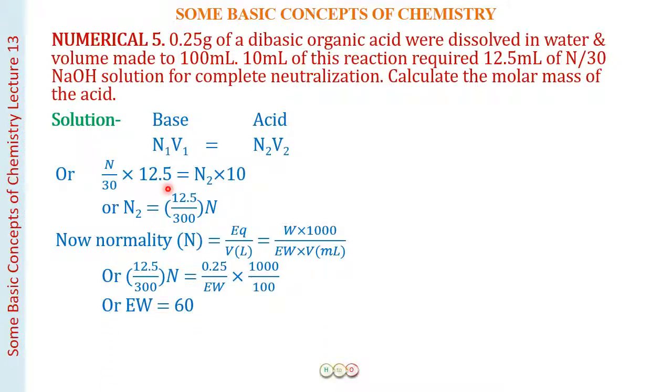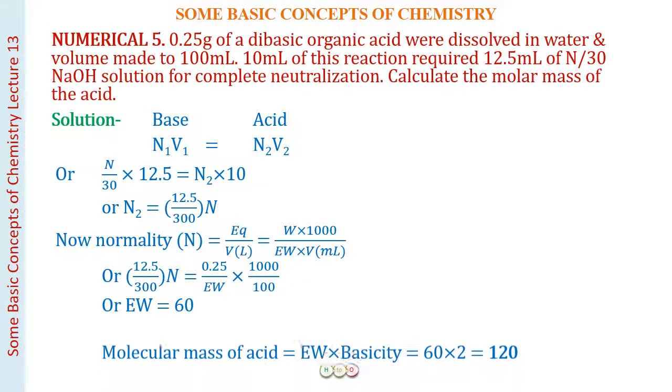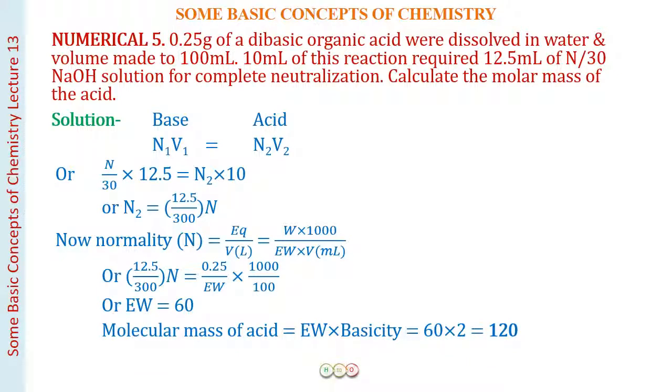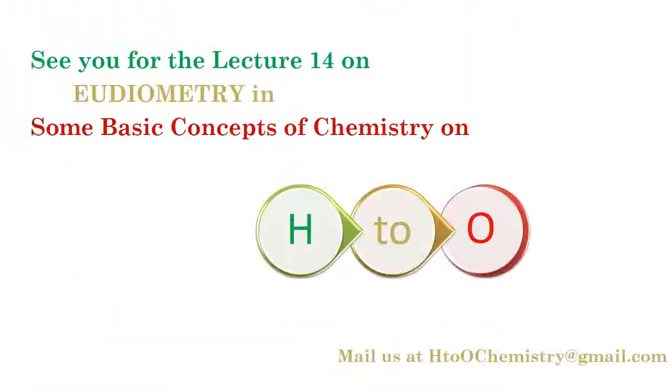And now the question again says that it was a dibasic acid. To calculate the molar mass from the equivalent mass, you need to know the Z factor. So the Z factor or the basicity of this acid being dibasic is 2. So we get the molar mass to be 60 into 2, that is 120.